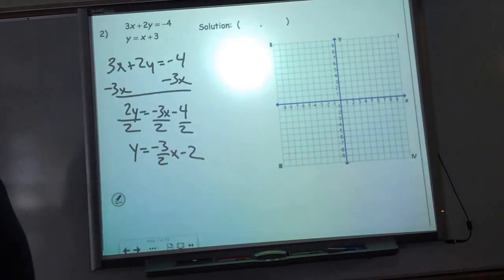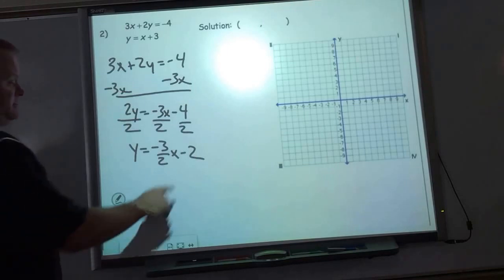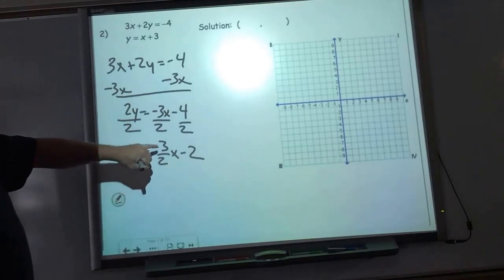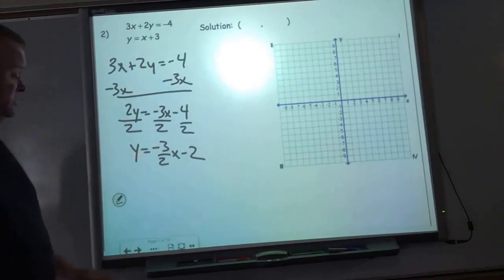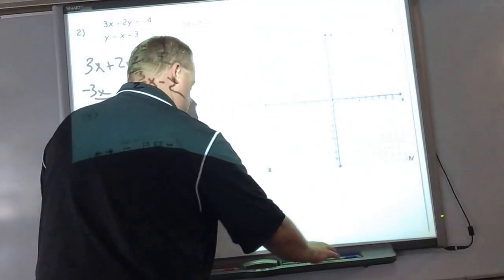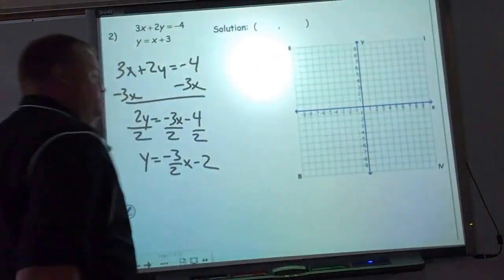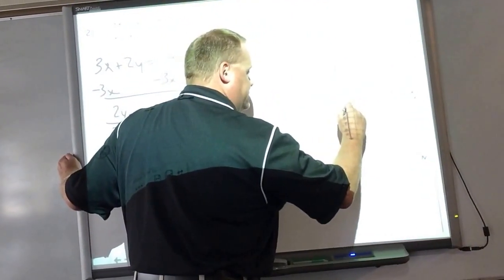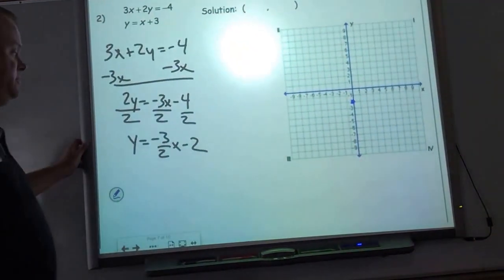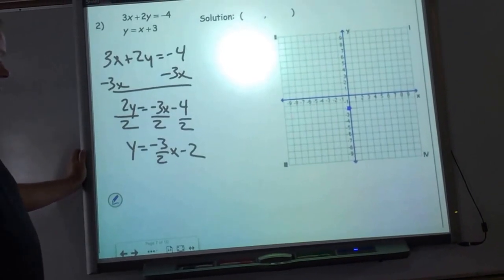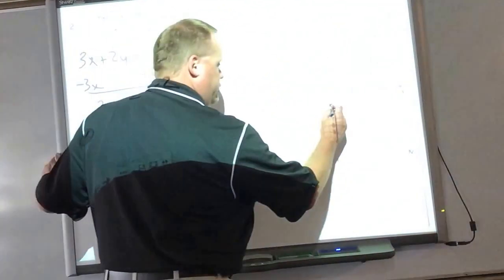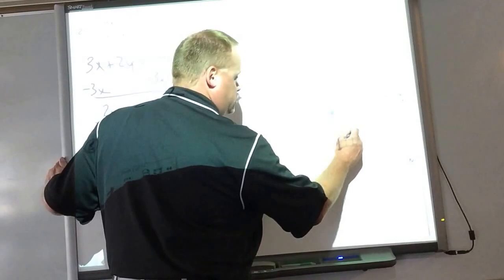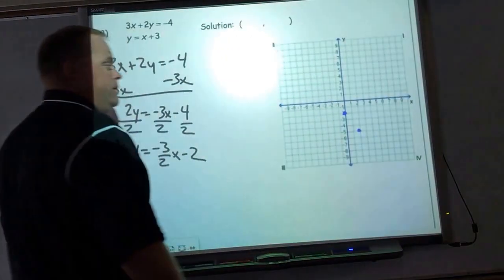As I look at this, I know my y-intercept is at negative 2. My slope is negative 3 halves. So my y-intercept being negative 2, go ahead and plot that. That means the point (0, -2) is my y-intercept. And my slope is negative 3 halves. Down 3, 1, 2, 3, over 2, gives me a second point.